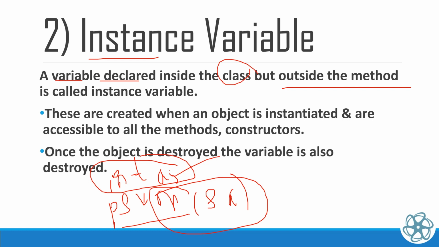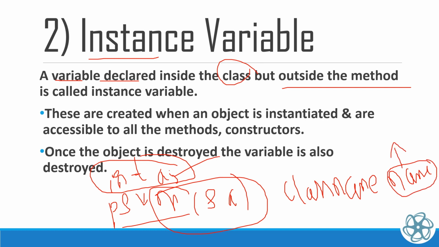Once the object is destroyed, the variable is also destroyed. To declare an object, we give the class name here, then give some name to it, and this name is called the object. By using these objects we can call these variables. If I destroy this object, then the instance variable is also destroyed.